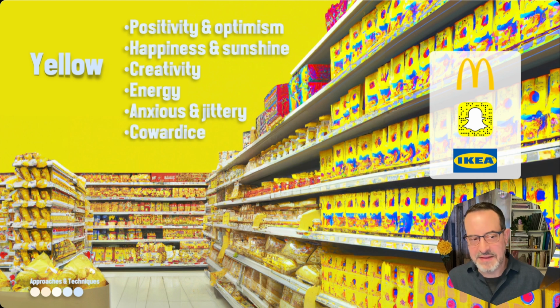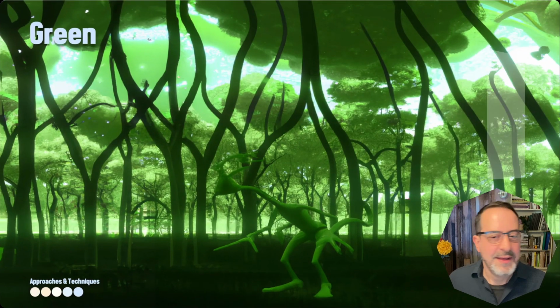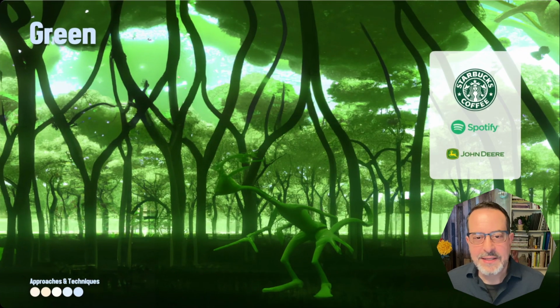Also, one of the negative aspects is cowardice, or you're yellow, you're scared, you're a fraidy cat. Yellow is sometimes considered an all ages color. It can be associated with any age group. Green. So we see this in the Starbucks logo, Spotify, John Deere. There's a whole ton of different logos that are green.